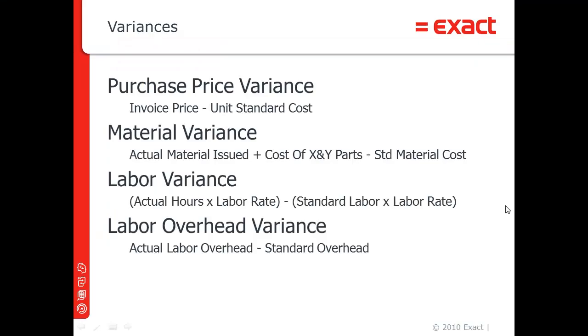Now let's take a look at the different variances. First is Purchase Price Variance. That's the invoice price minus the unit standard cost. The Material Variance is the actual material issued plus the cost of any X and Y bulk issue parts minus the standard material cost. The Labor Variance is the actual hours times labor rate minus the standard labor times the labor rate. The Labor Overhead Variance is the actual labor overhead minus the standard overhead.